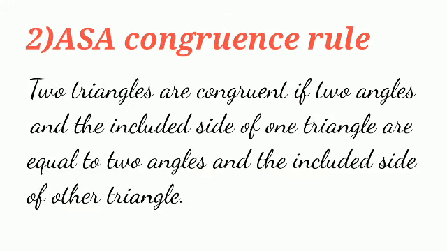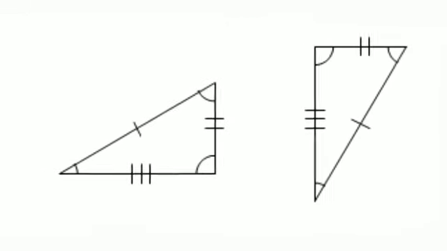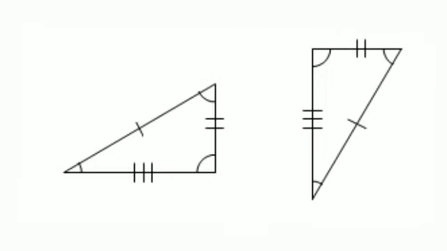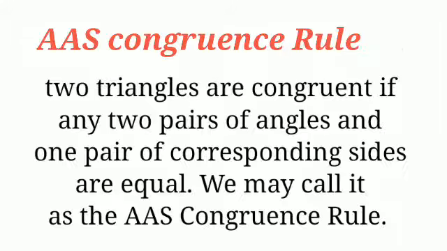Second rule is ASA congruency rule. Two triangles are congruent if two angles and the included side of one triangle are equal to the two angles and the included side of the other triangle. Angle angle side congruency rule: two triangles are congruent if any two pairs of angles and one pair of corresponding sides are equal. We may call it the AAS congruency rule.